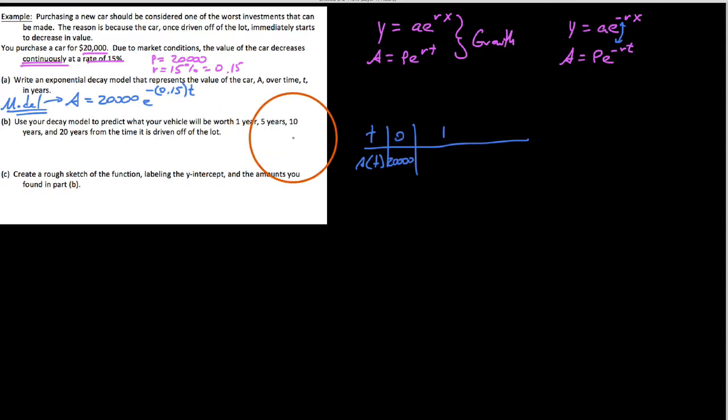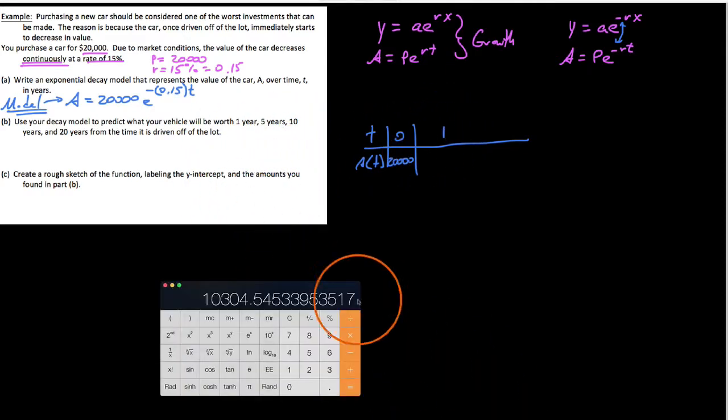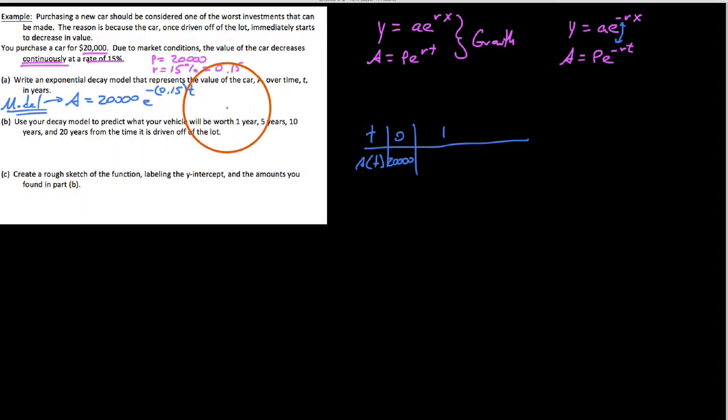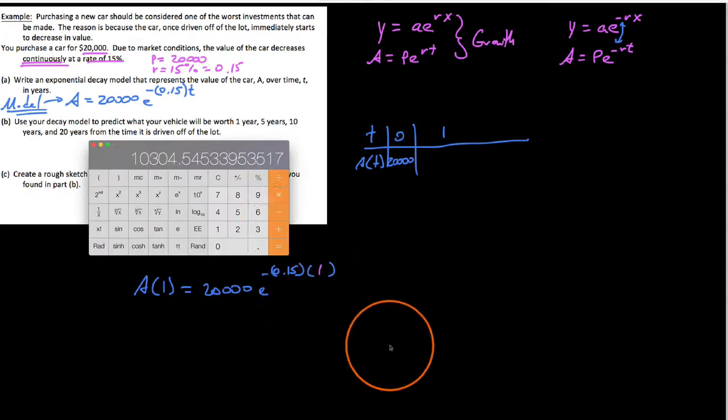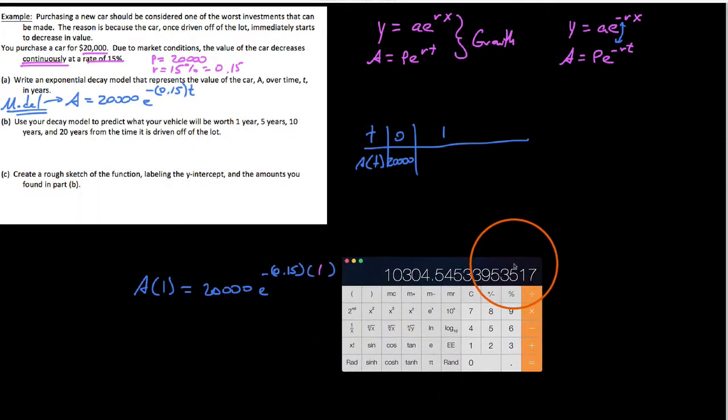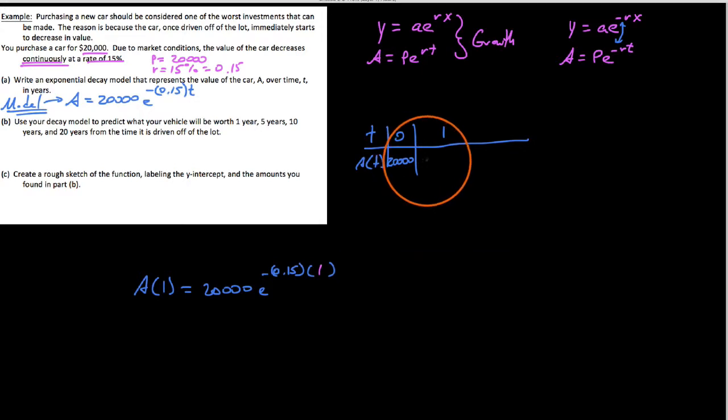At 1 year, let's go ahead and calculate for 1 year. So we're going to need a calculator here. And we would say that A of 1 would be our initial 20 grand, e to the negative 0.15, times 1. So now if we did this to the first power here, we get negative 0.15 in the exponent. We're going to take e to the power of that, and we get this number here. We say take that times 20,000. So right off the bat, after a year, your car's only worth about $17,214.